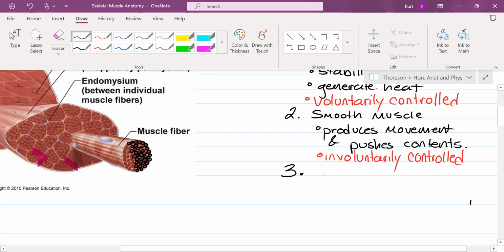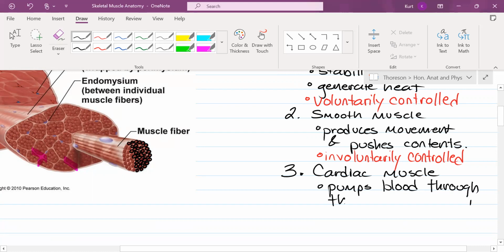All right, number 3. What's the third one? Cardiac muscle. This is only found in the heart. It pumps blood through the body and lungs.